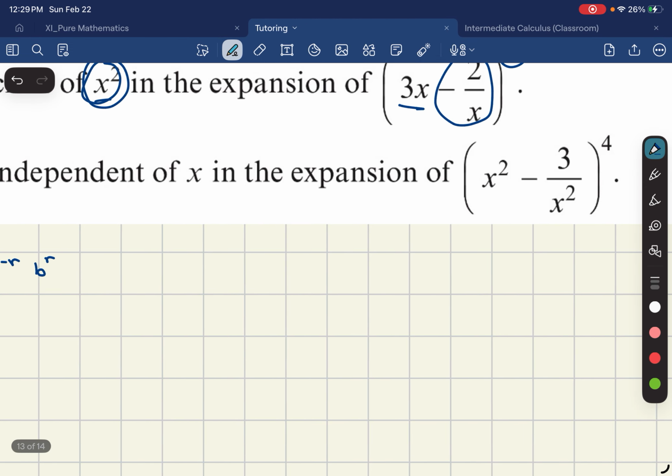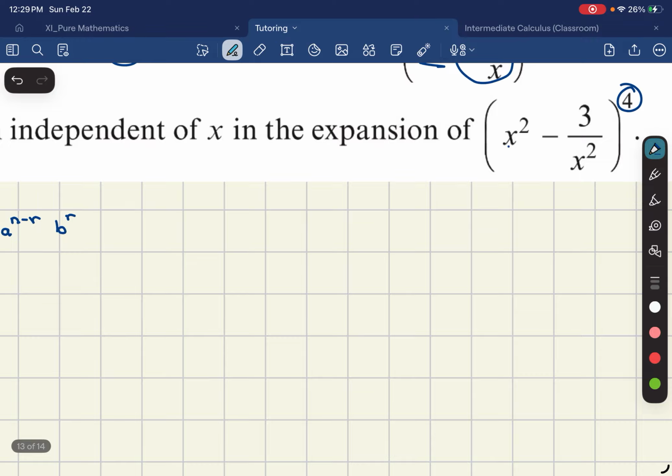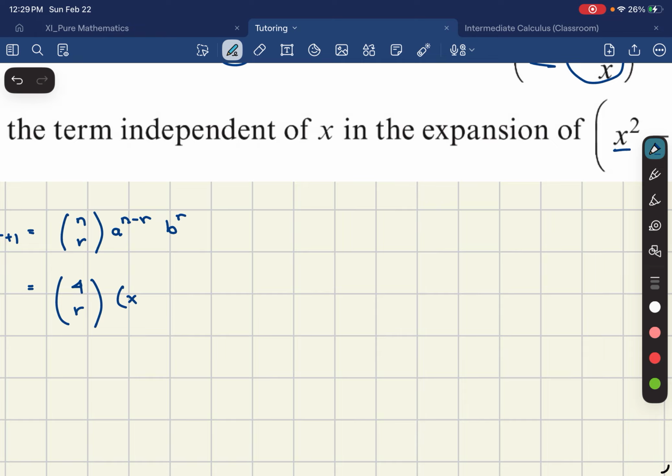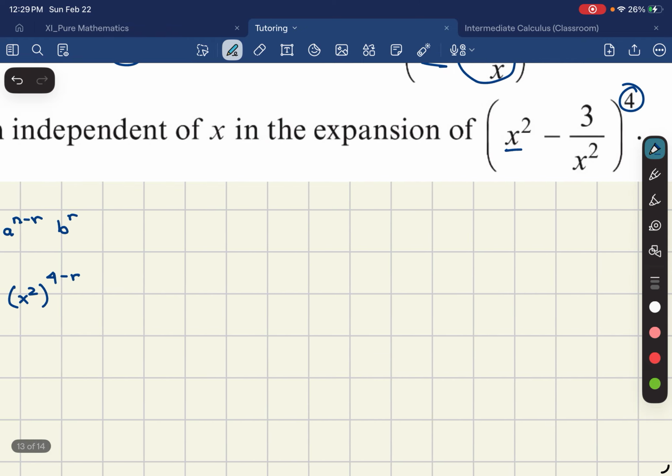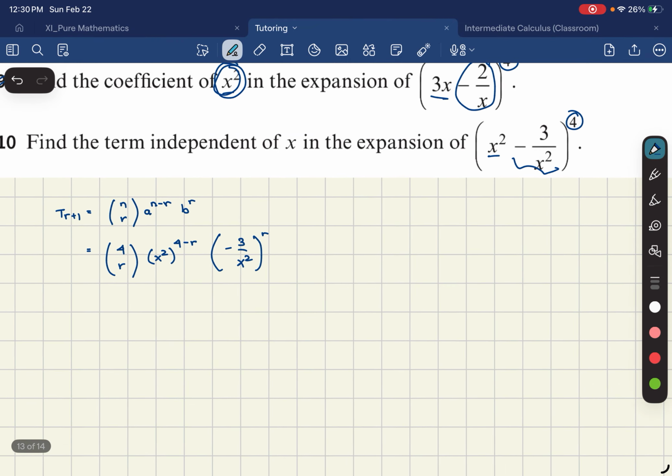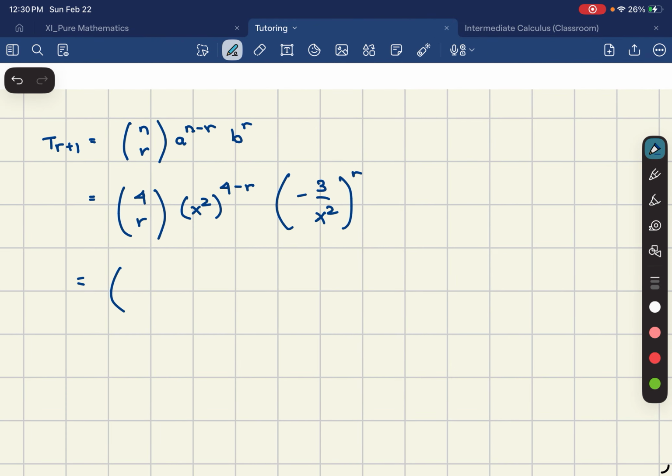N is 4. We don't know r, a to the power. So what is our a? A is x squared. We have x squared, we have 4 minus r, and then we have minus 3 over x squared to the power r. So the second term, b to the power r. Now let's simplify this. 4 choose r, x to the power 8 minus 2r, right?